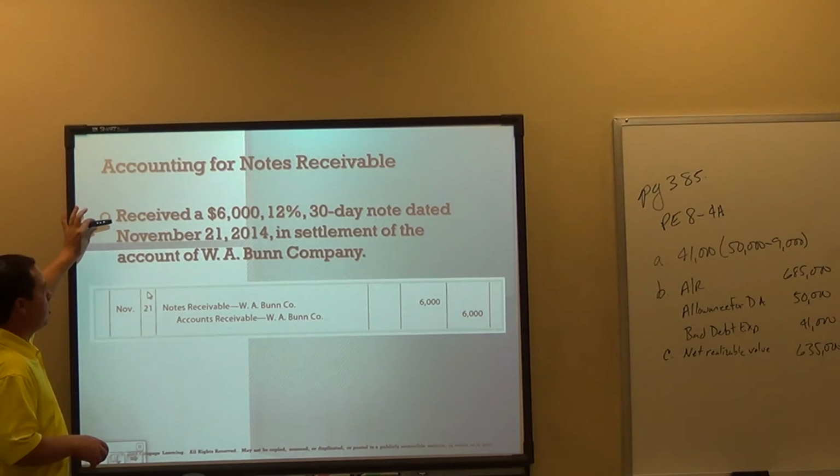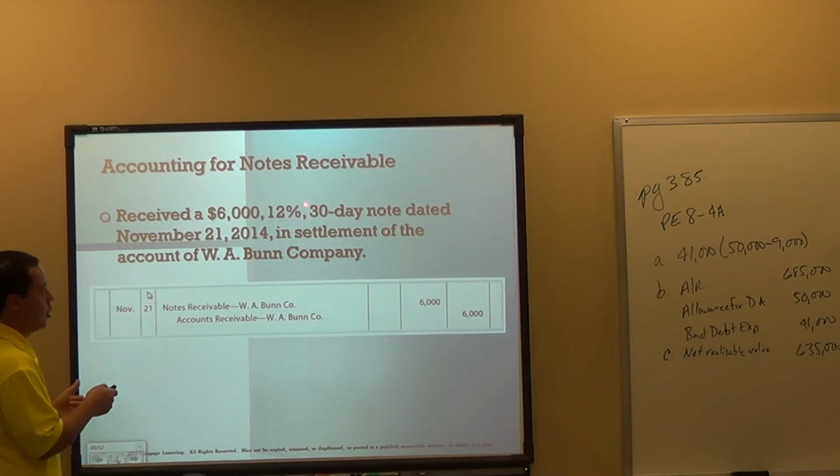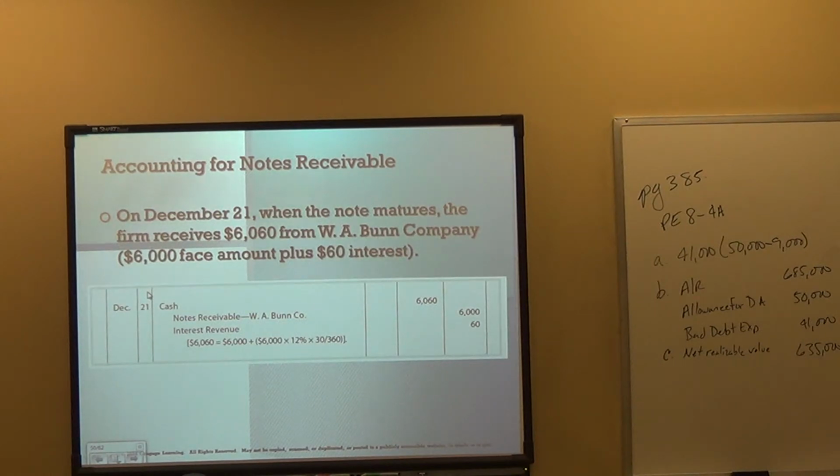So received a $6,000, 12%. We're going to take a look at a different one here. Received a $6,000, 12%, 30-day note in settlement of the account of this customer. So they're settling up. Instead of paying me with accounts receivable, they're going to give me some interest on it. And this 12% is probably an annual 12%, so we're going to get 1% a month on that. So we divide that by 12, and that's what's done here.